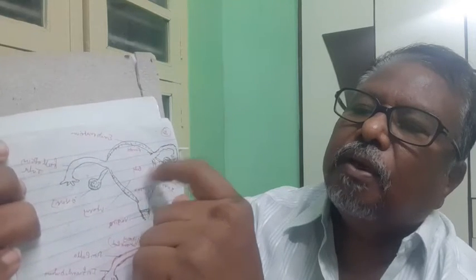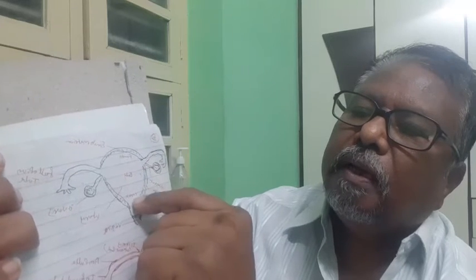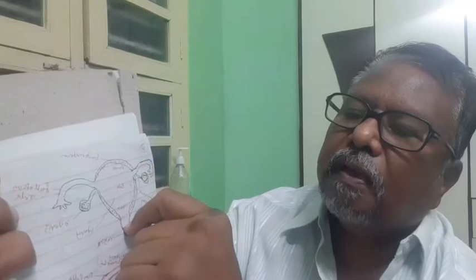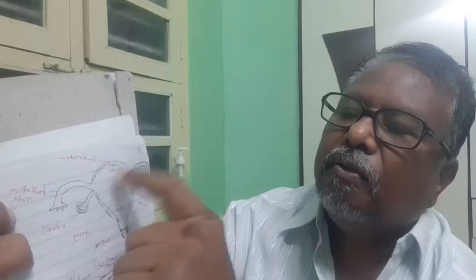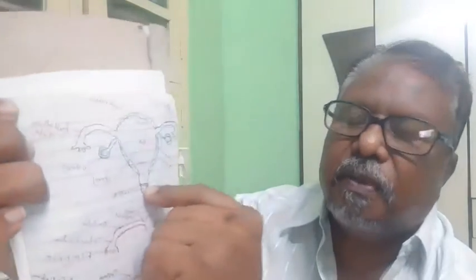So now we are studying the uterus. The uterus has three parts: fundus, body, and cervix. This is the vagina, which we have already studied. Now the uterus is divided into three parts, that is the fundus, body, and the cervix.